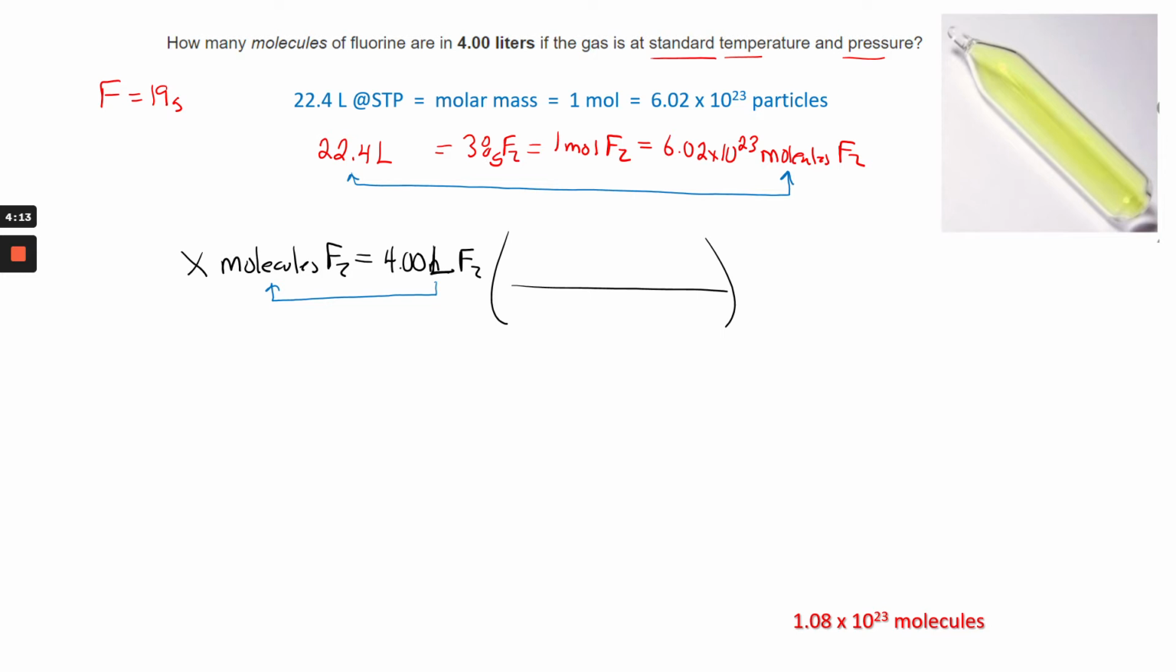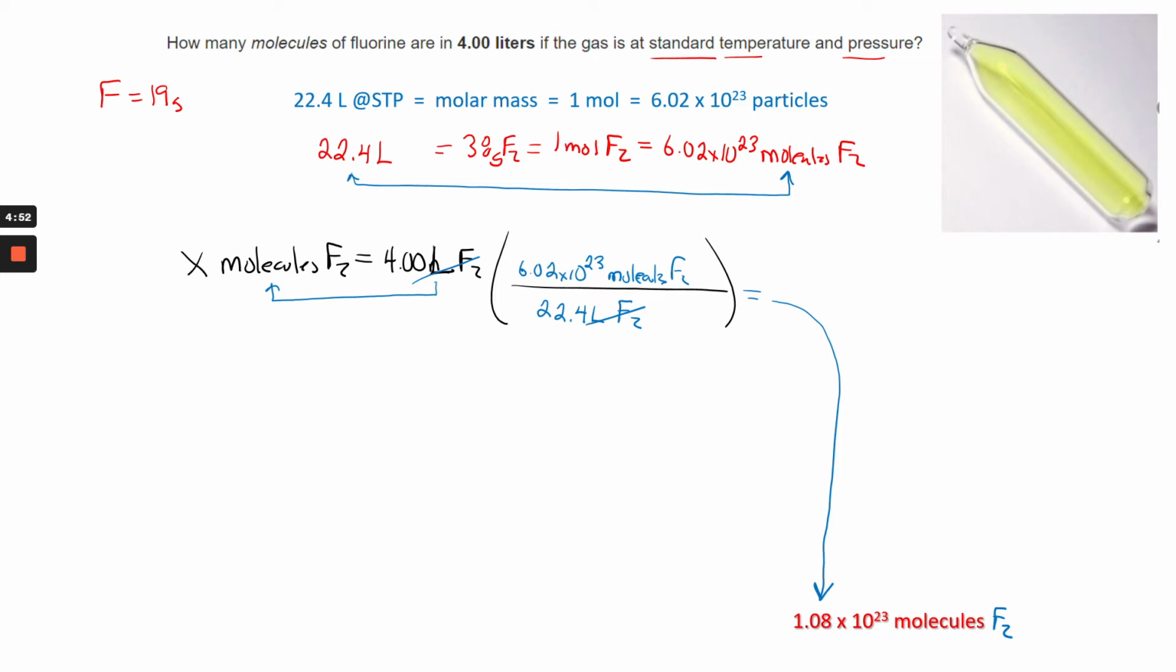I want to set it up so liters cancel, so it belongs in the denominator. 22.4 liters of fluorine is 6.02 times 10 to the 23rd molecules of fluorine. Liters of fluorine cancel. At this point, it's just a matter of typing in your calculator, knowing how to use your exponent key. Take 4 times Avogadro's number, hit equal, divided by 22.4, rounded to 3 significant figures. How about 1.08 times 10 to the 23rd molecules of fluorine?